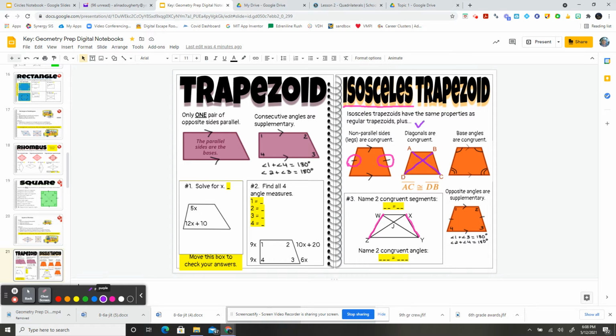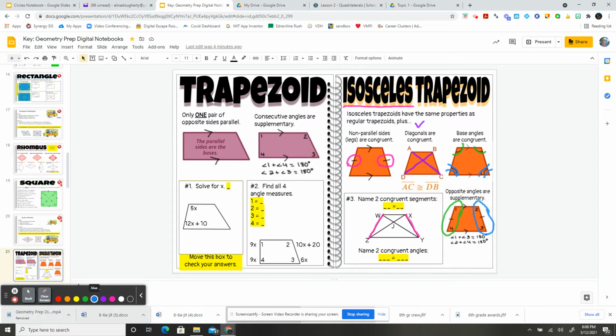And then the base angles are congruent. So these acute angles down here at the bottom of the legs are going to be congruent, and the obtuse angles up here at the top of the legs are going to be congruent. And these consecutive ones are still going to equal 180. So 1 plus 4 equals 180, and 2 plus 3 still equals 180.